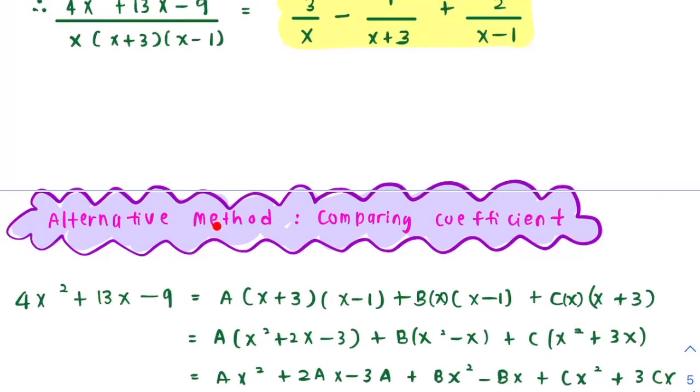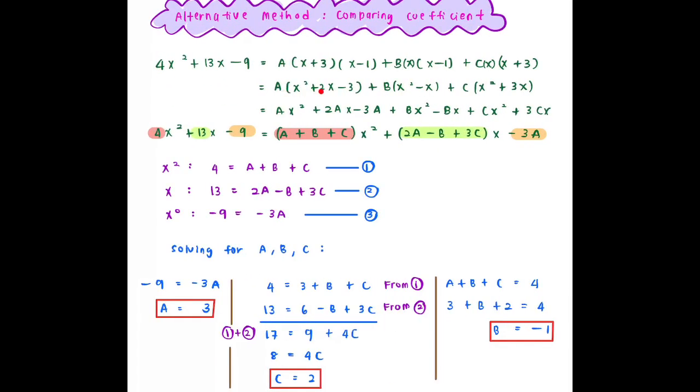We have another alternative method, which is comparing coefficients, starting from what we have up until here. Let's expand all of these factors here. You can see that we have expanded this term, and then let's equate the coefficient for x squared, this is the equation for x, and this is the equation for the constant. So now let's compare the coefficients. The coefficient for x squared on your left hand side is 4, on your right hand side is A plus B plus C. Put this as equation number 1.